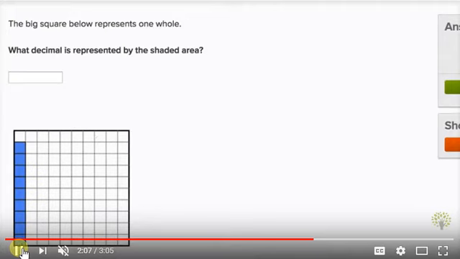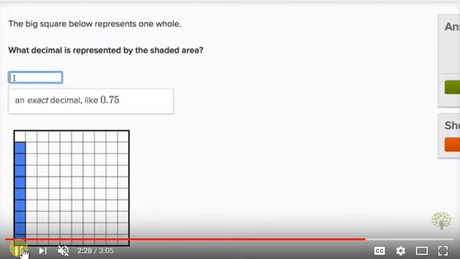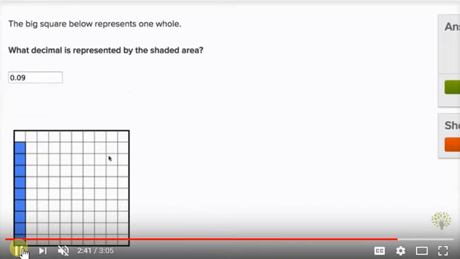So only 9 cells are shaded in this case out of 100 cells. So that makes 9/100. So it is 0.09. That is the decimal representation for the shaded part.